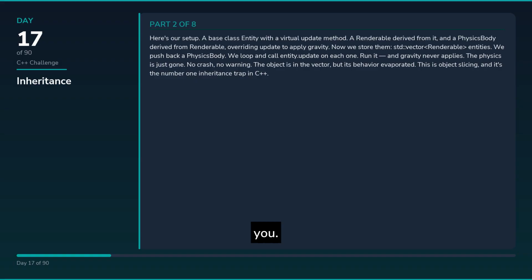Run it and gravity never applies. The physics is just gone. No crash, no warning. The object is in the vector, but its behavior evaporated. This is object slicing, and it's the number one inheritance trap in C++.